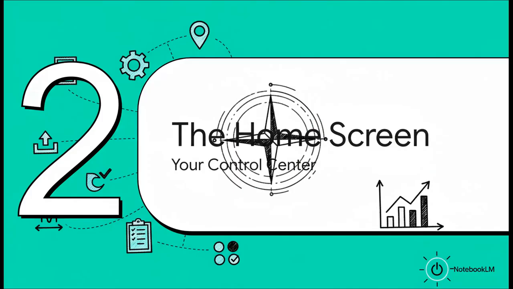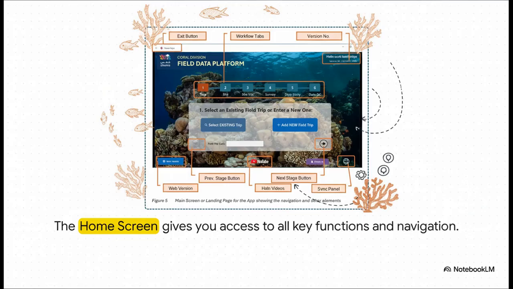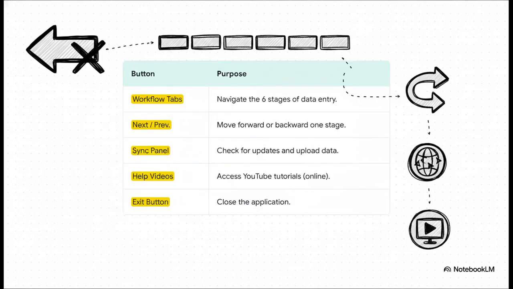Next up, Section 2, the home screen. So once you're logged in, this is what you'll see. Think of it as your control center for the whole application. Pretty much everything you need to do starts right here, from the home screen. So let's take a closer look and break down the key buttons and navigation tools you'll be using all the time. Up at the top, you've got the 6 workflow tabs.